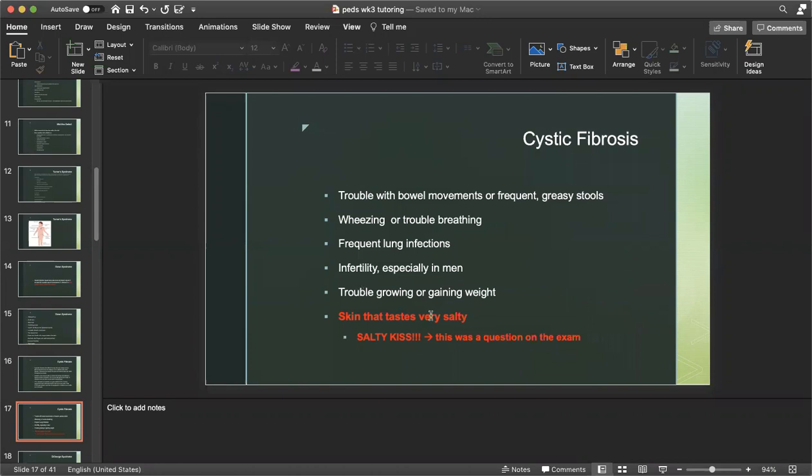And "salty kiss" is like what she used on the exam. And I remember her specifically asking us a question about that. It was like, cystic fibrosis, how will you know that a patient has cystic fibrosis? And it was like, salty kiss. So kind of emphasize that in your notes as well, because I remember her asking us that.